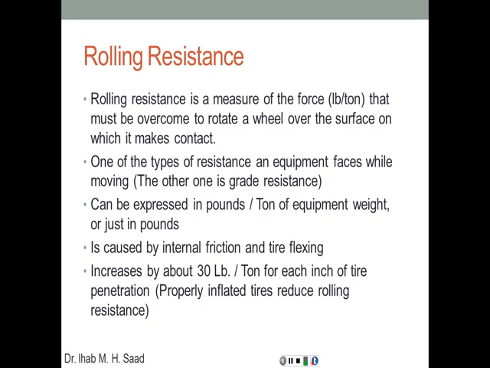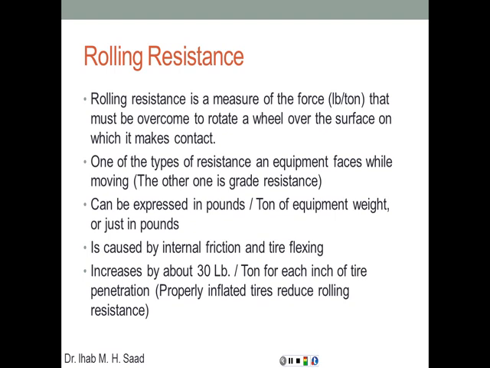So we have 2 types of resistance the equipment has to overcome. One of them is going to be rolling resistance, and the other one is going to be the grade resistance. It can be expressed either as pounds per ton of equipment weight, or just in pounds. So you can say the rolling resistance is going to be 20 pounds per ton of the equipment weight. If the equipment weight is 20 tons, then the total rolling resistance is going to be 20 pounds per ton times 20, which is the weight of the equipment. That's 400 pounds. Or you can just express it as a number of pounds, again, as we did by multiplying that factor in pounds per ton by the total weight of the equipment.